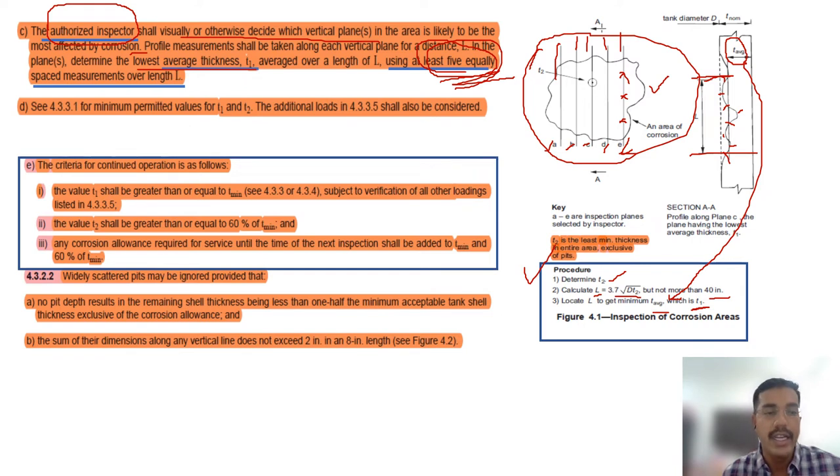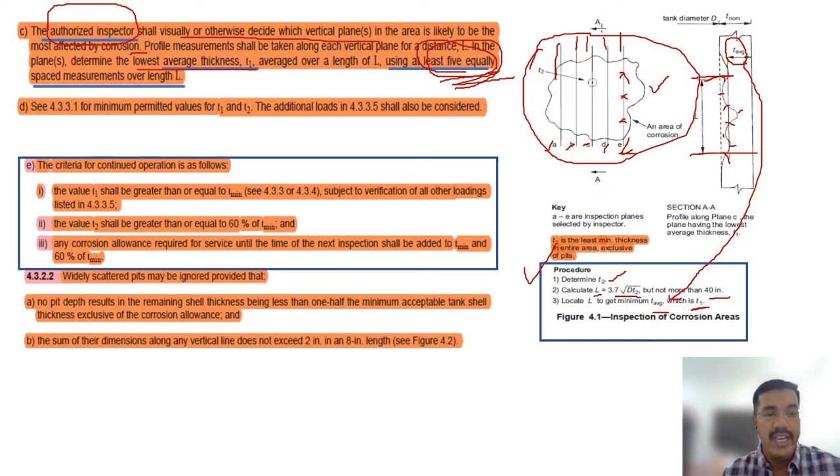You have to find the critical length, 3.7 root over D T2. If you find the critical length, then only you can find the T average. In the question, they will never ask for the T average; they will ask for the critical length. T minimum, T2, you have to use. D, diameter in feet, you have to use. T2 in inch. So multiply, take the root, multiply with 3.7 and get the value of critical length in inch. If it is less than 40 inch, then the answer is whatever it comes. If it is more than 40 inch, then the answer is 40 inch only. I hope it is clear.